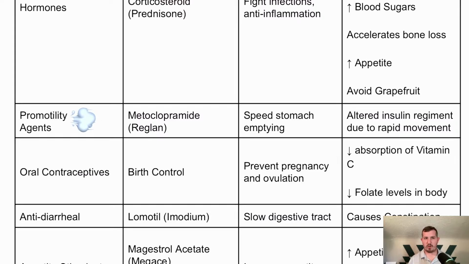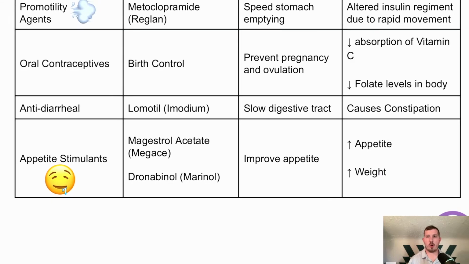Great. Okay, I'm going to keep moving on here, but I'm looking out for those questions, folks. Oral contraceptives. Contraceptive, so birth control, that's what you think of here. Really interesting one about the birth control here. Obviously, it's meant to prevent pregnancy and ovulation. Some really cool nutrition related effects, though, that I see is a decreased absorption of vitamin C.